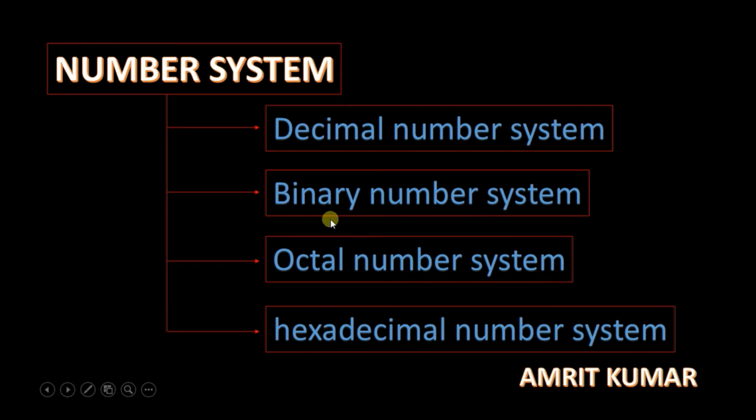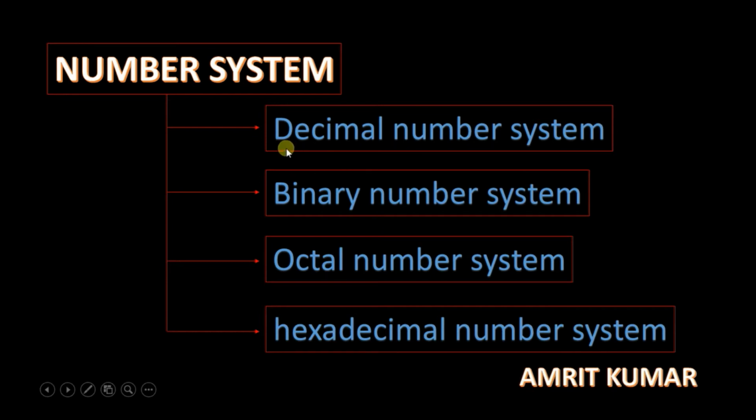And we talked about the binary number system, that its base is 2 and its range is from 0 to 1. We also talked about the octal number system, that its base is 8 and its range is from 0 to 7. And we talked about the hexadecimal number system, that its base is 16. We have also read about the use of hexadecimal, that is 0x.